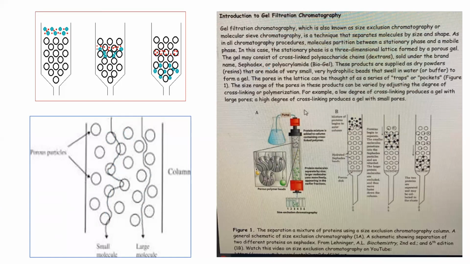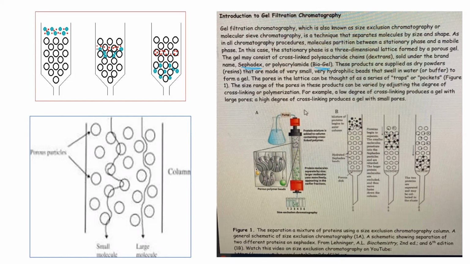In the other picture here, there are some more details. The stationary phase is a three-dimensional lattice formed by a porous gel. The gel may consist of cross-linked polysaccharide chains sold under the brand name Sephadex. Sephadex is a brand name, or you will also see Biogel, which is polyacrylamide. These are the brand names given by the companies. These products are supplied as dry powders. When you get them from these vendors, you get them as dry, free flowing powder. But they should not be exposed to the atmosphere.